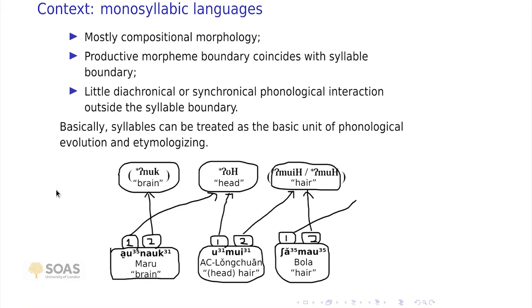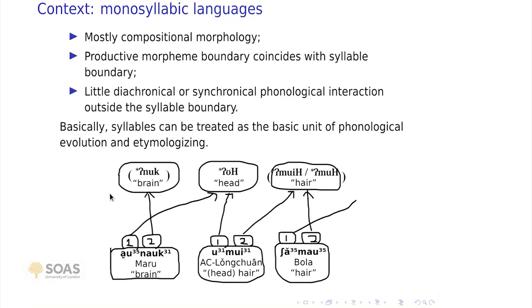So some people think that monosyllabic languages means that most of the words in those languages are monosyllabic, which doesn't really exist, I think. But it's still a very important kind of typological type. The morphology is mostly compositional, and the productive morpheme boundary coincides with a syllable boundary. And there is little that happens between syllables, either diachronically or synchronically. So monosyllabic languages basically allow us to forget about words and take syllables as the basic unit of phonological evolution and etymologization.